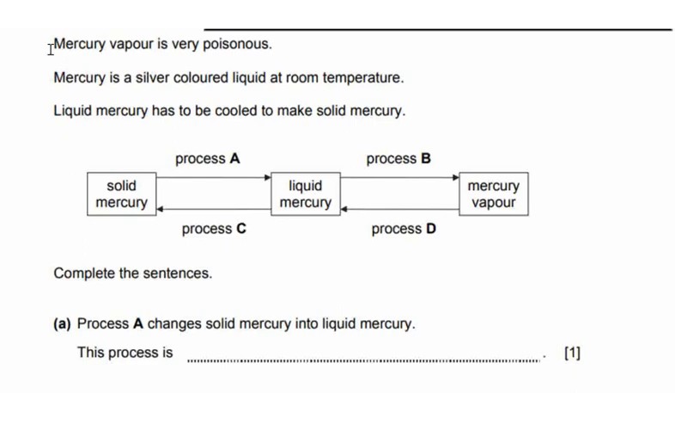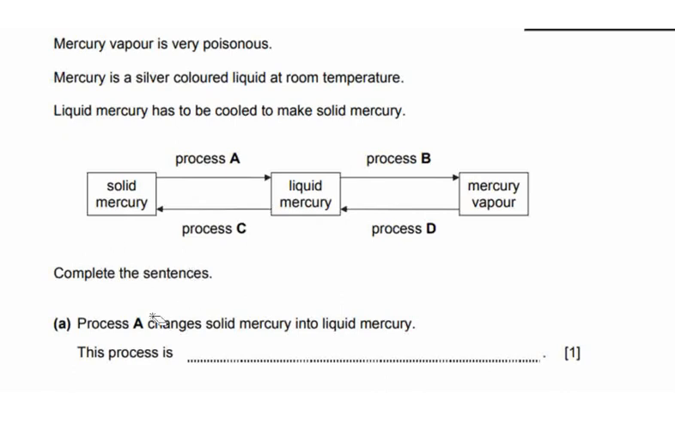For number 1: mercury vapor is very poisonous. Mercury is a silver-colored liquid at room temperature. Liquid mercury has to be cooled to make solid mercury. Solid mercury, process A, into liquid mercury, process B, into mercury vapor, and process C is the opposite change of state, and also process D is from liquid mercury into solid mercury.